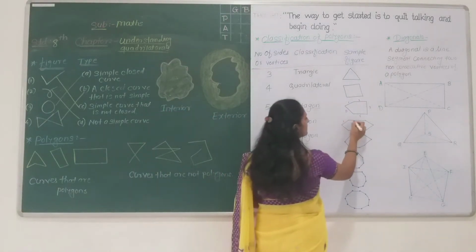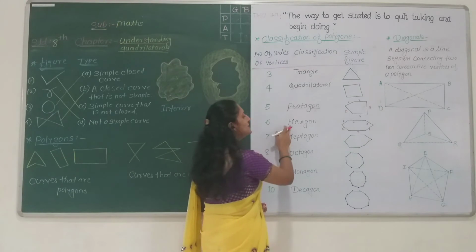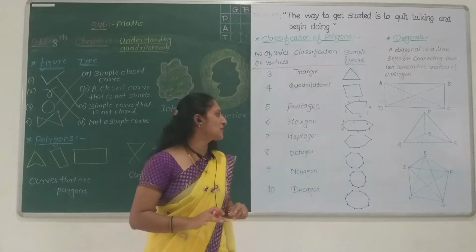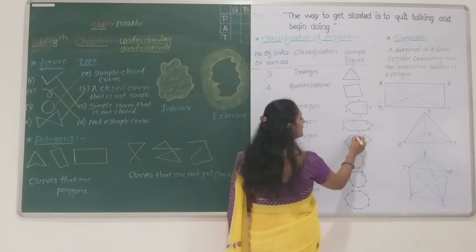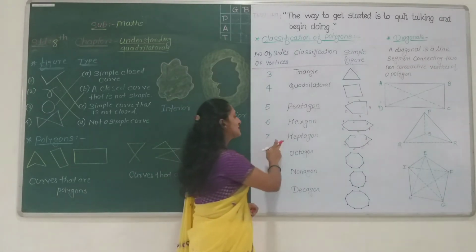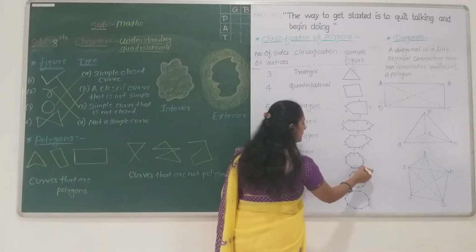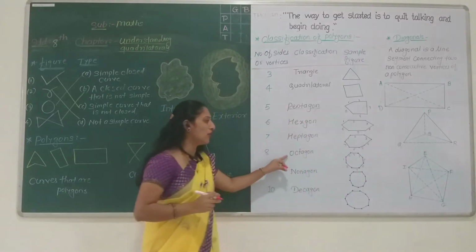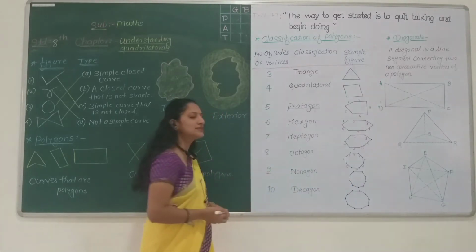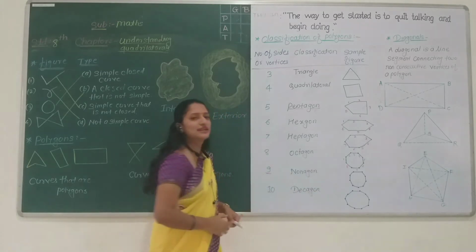Now a polygon having 6 sides, 1, 2, 3, 4, 5 and 6, is called a hexagon. So a hexagon is nothing but a polygon having 6 sides. A polygon having 7 sides, 1, 2, 3, 4, 5, 6, 7 is called a heptagon, and one having 8 sides is called an octagon. A polygon having 9 sides or 9 vertices is called a nonagon, and a polygon having 10 sides or 10 vertices is called a decagon.